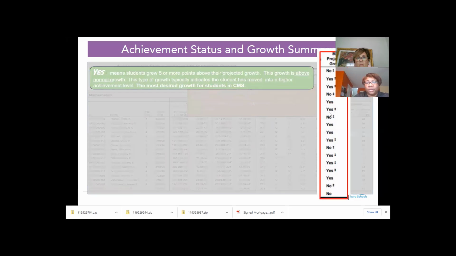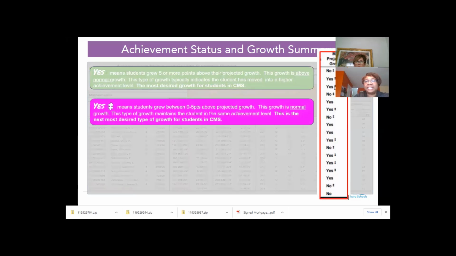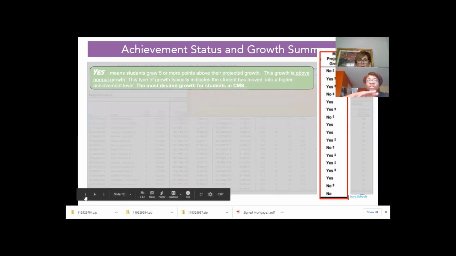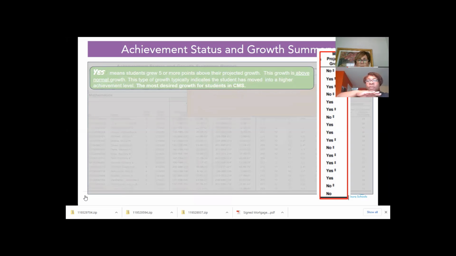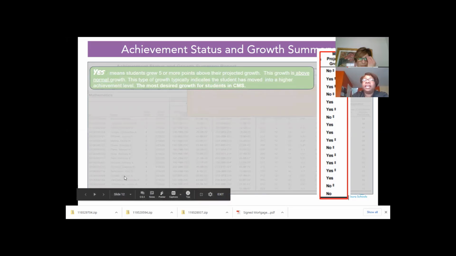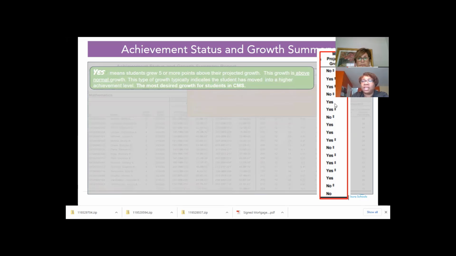Notice, yes, there's no symbol. Let's go over here. This is one of the students we're looking at. Yes with no symbol means they've met their projections, and they're still at the same level. Okay, that's just telling me they got it, they met that projection, but they're still at the same level. Sorry, let me go back. That's not the truth. The yes with no symbol tells me that they met their projections and they are 5 or more points above their projections. That's what we want to see. Sorry, let me make that clear again. So rewind. The yes with no symbol tells me the growth is above normal. The growth is above normal.